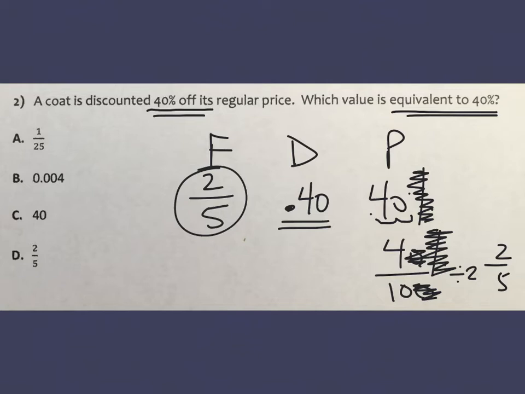So which of these answer choices looks like our fraction or decimal? I would say 1/25th, that's not it. 4/1000ths as a decimal, that's not it because we have 4/10. The whole number 40, that's not it. Looks like maybe they just eliminated the percent sign and stopped. The fraction 2/5. Our answer is D, 2/5.